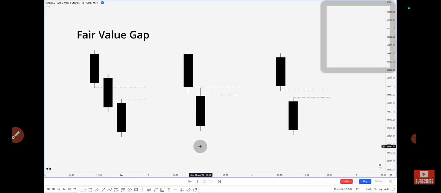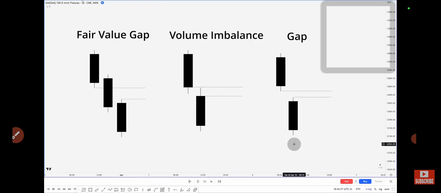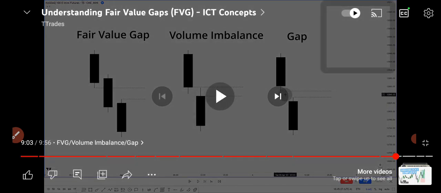The last thing we're going to cover in this video is the difference between a fair value gap, volume imbalance, and a gap. We already discussed what defines a fair value gap, so let's look into a volume imbalance and gap. A volume imbalance is a gap between the closing and opening price of two candles. At this point, I'm not going to be talking about volume imbalance and gap because I want to concentrate on the fair value gap for this video.